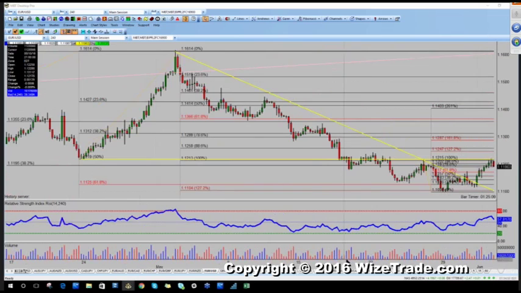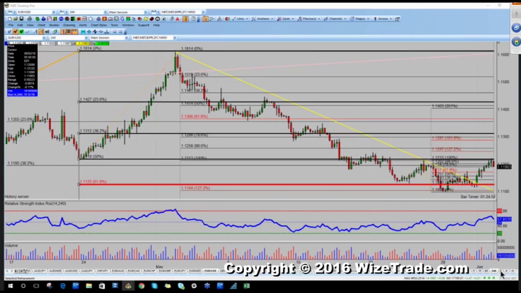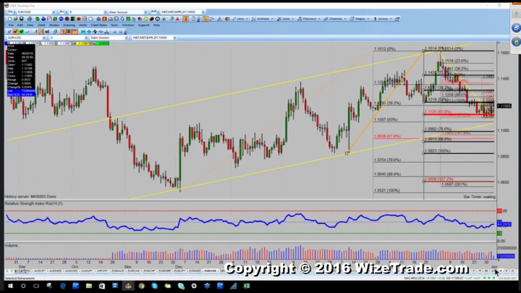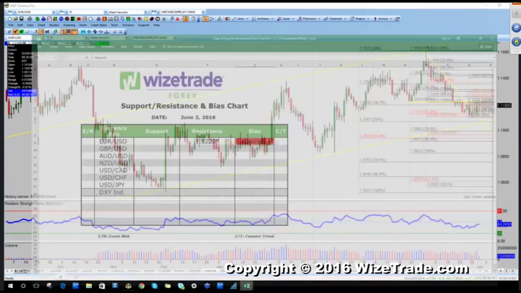For sure. Okay, so now we know that 111 is huge. Again, you've got the 127% extension here. We have the big 618 on a daily and weekly basis. And below that, as this trend line comes up, this channel support comes up at 110.60, 110.70, depending on how long it takes us to get down there. So 111, huge support.